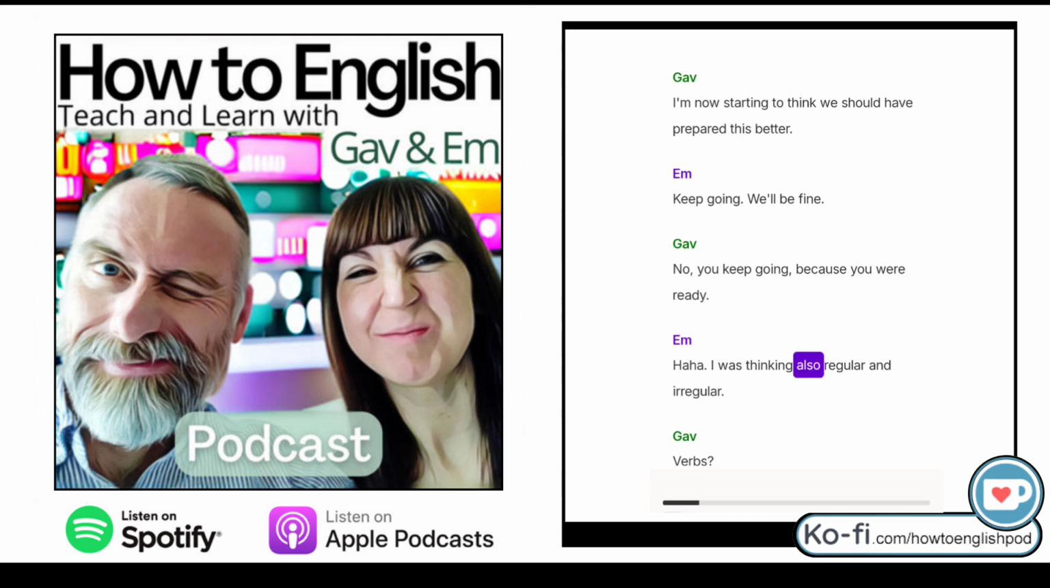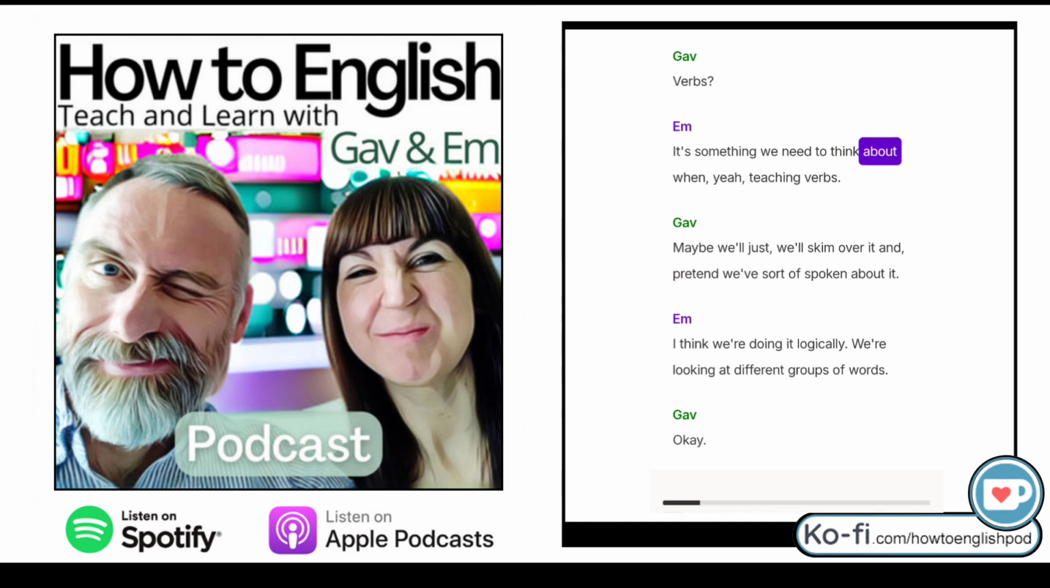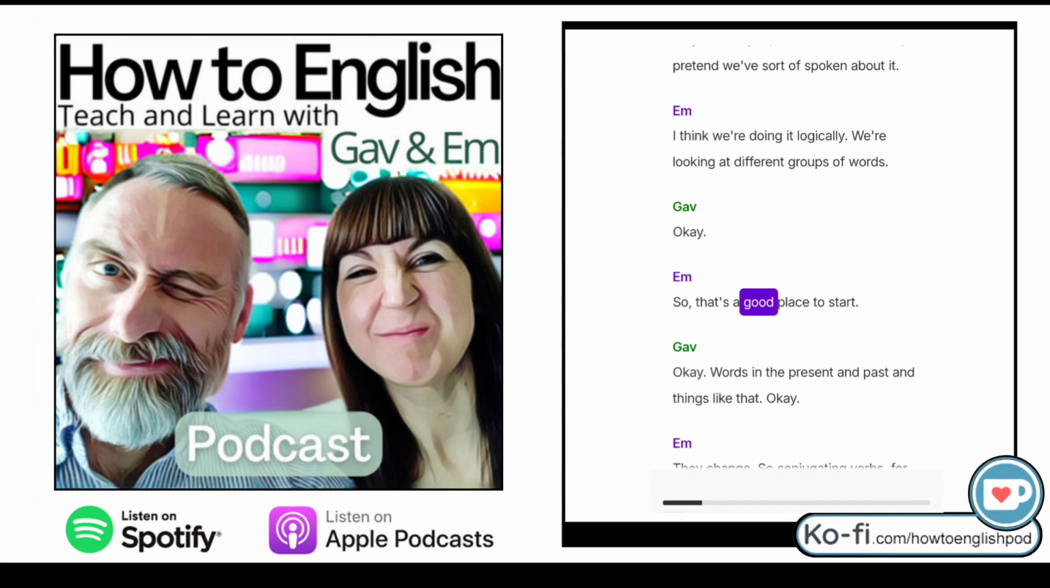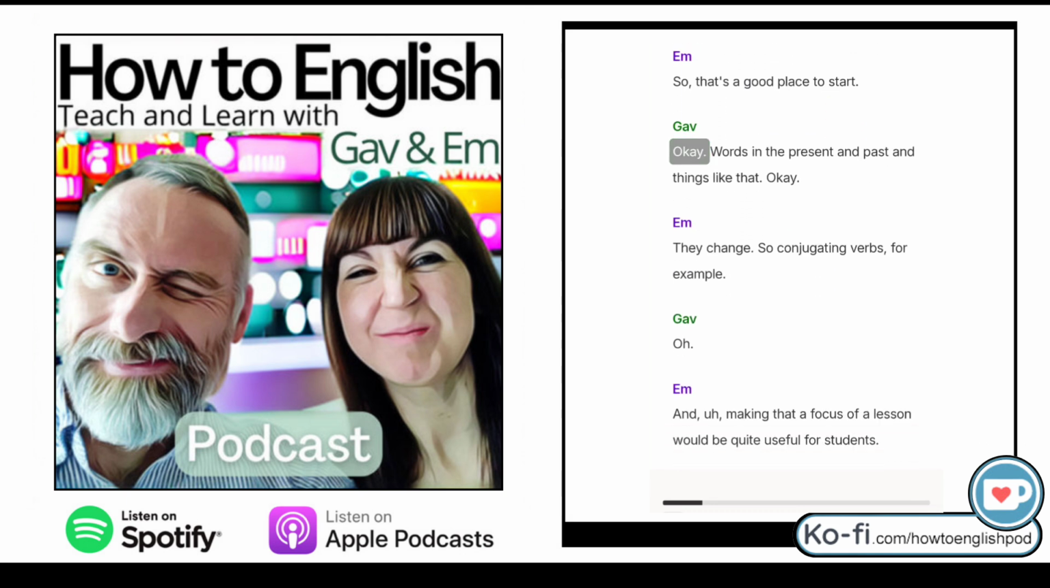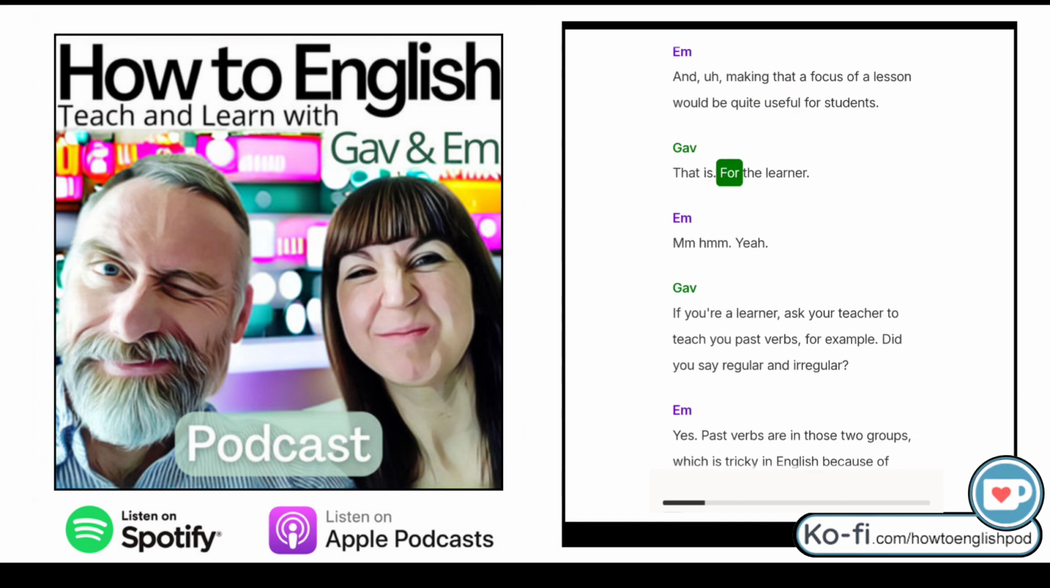I was thinking also regular and irregular verbs. Is something we need to think about when teaching verbs. Maybe we'll skim over it and pretend we've sort of spoken about it. I think we're doing it logically. We're looking at different groups of words, so that's a good place to start. Words in the present and past and things like that. They change. So conjugating verbs, for example, and making that the focus of a lesson would be quite useful for students.